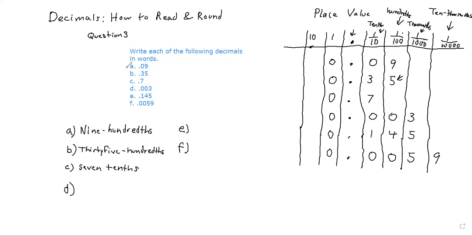All right, and we go to the next one, D, that's 0.003. We put that right here in the place value table, and we see that the last digit is in the thousandths place value. So it's going to be 3, and then whatever place value is a thousand. So then we're going to say 3 thousandths.